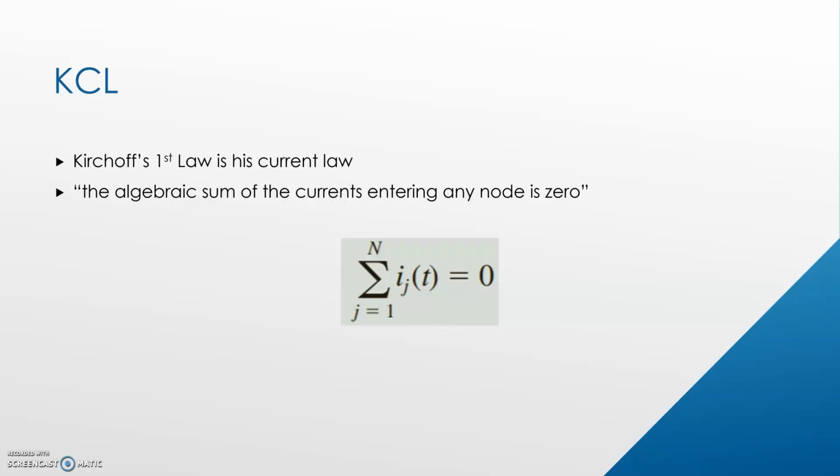The first law that Kirchhoff developed was his current law. This law stated that the algebraic sum of the currents entering any node is zero. From that, we get the equation for KCL, which is shown here. And so let's take a look at an example to see how this first law is used.